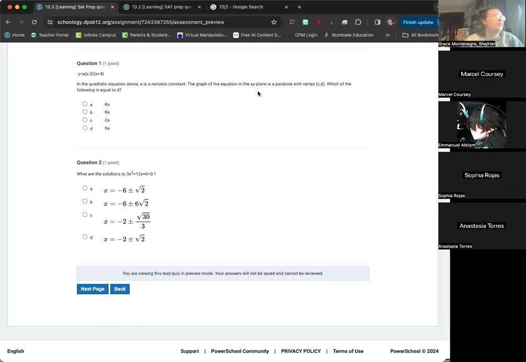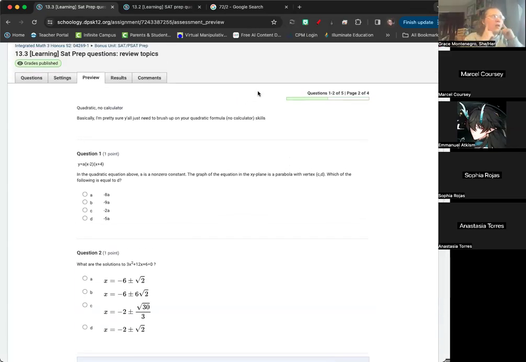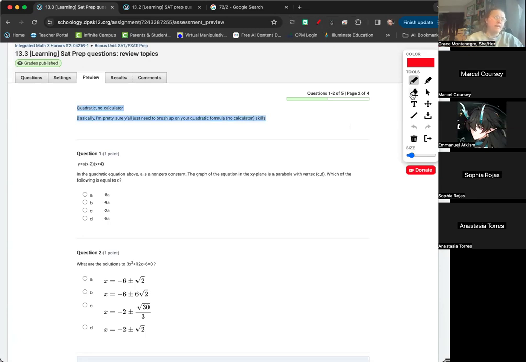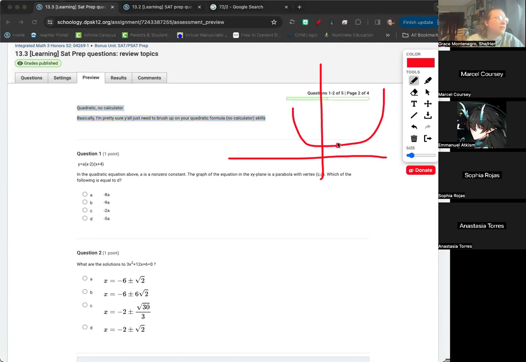Okay. Question 1 here, we need to know what vertexes are. They're the part of the parabola that is highest or lowest. It doesn't actually matter whether it's highest or lowest, but since this is positive, it is going to be a kind that opens up. The vertex is the middle, lowest, or highest point.